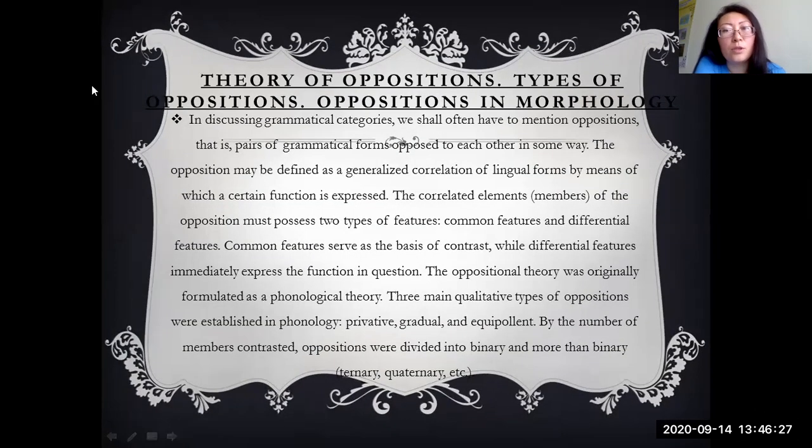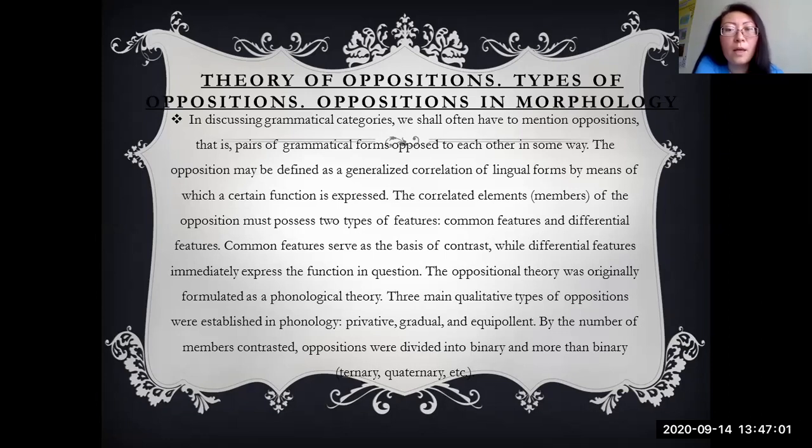Theory of oppositions. Types of oppositions, oppositions in morphology. In distinguishing grammatical categories, we shall often have to mention oppositions, that is, pairs of grammatical forms opposed to each other in some way. The opposition may be defined as a generalized correlation of lingual forms by means of which a certain function is expressed.